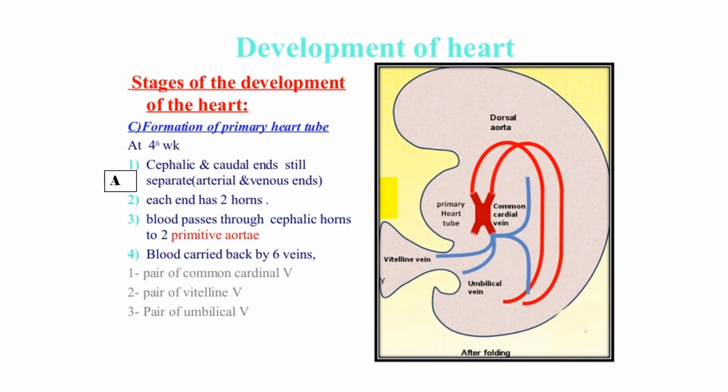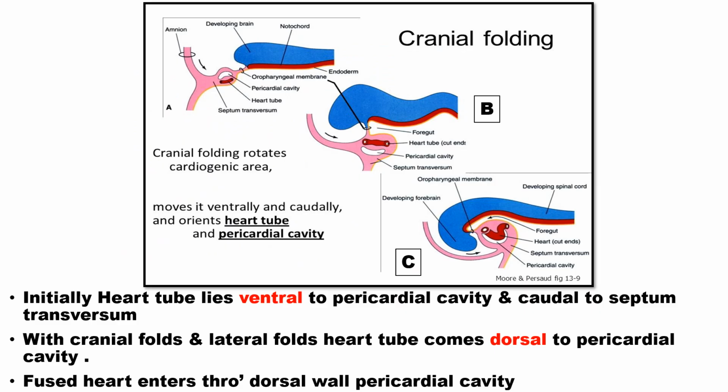Due to the cephalocaudal folds and the lateral folds, the cephalic and the caudal ends remain separate. The cephalic end is the arterial end and the caudal end is the venous end. Each presents two horns. The blood from the cephalic horn enters the dorsal aorta. Blood reaches the heart tube via 6 veins, or 3 pairs of veins, from the caudal end.